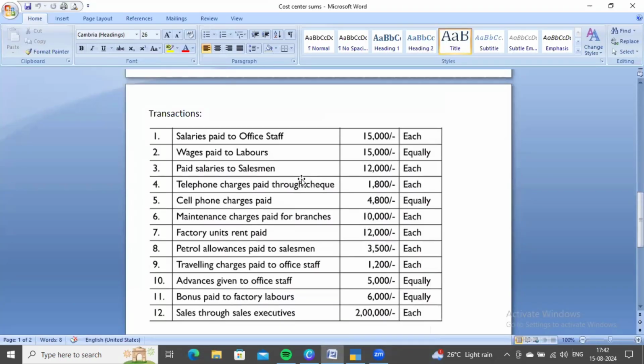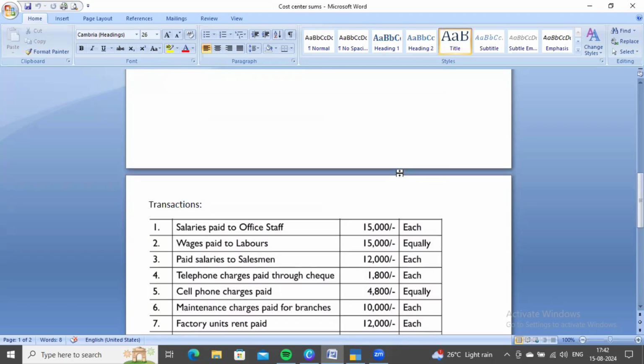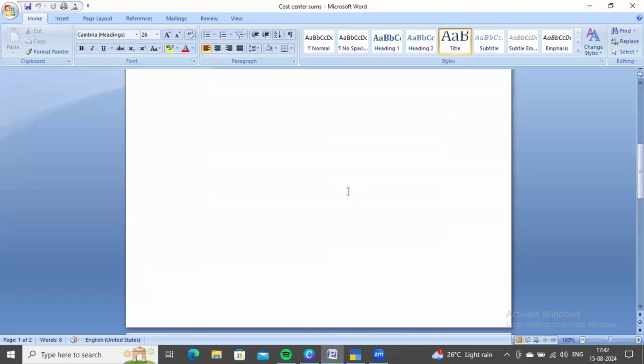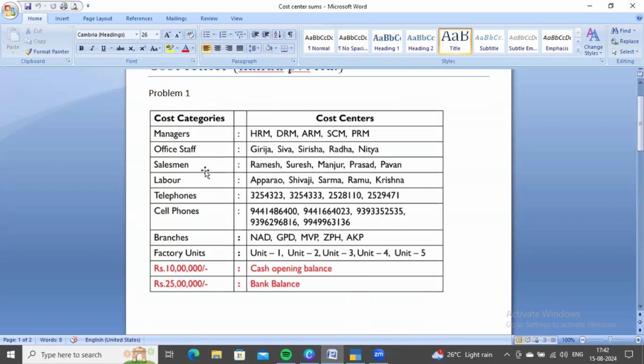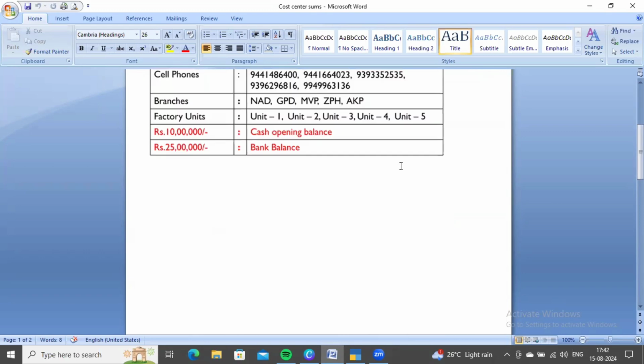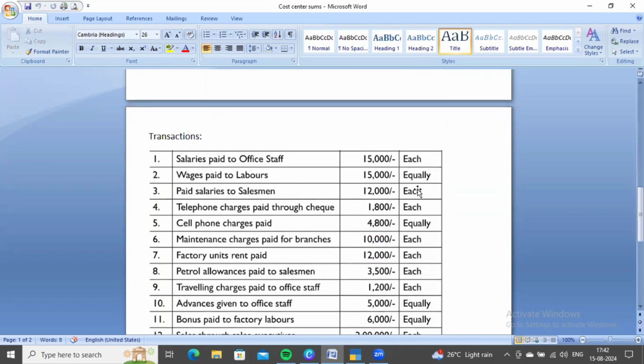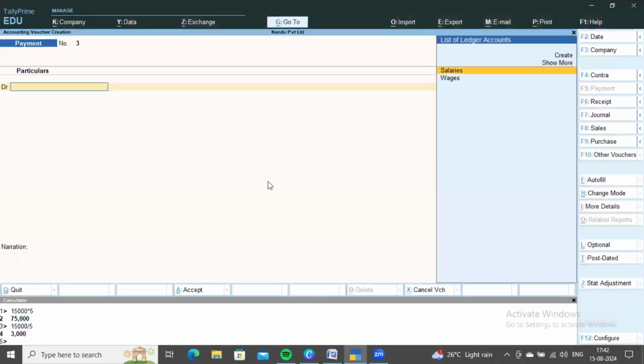Next, paid salaries to salesman. Here you are again paying salaries to the salesman category, 12,000 each, meaning each cost center gets 12,000. Under the salesman category, how many members are there? Ramesh, Suresh, Manju, Prasad, and Pawan. There are 5 members under the salesman category, and each is paid 12,000.